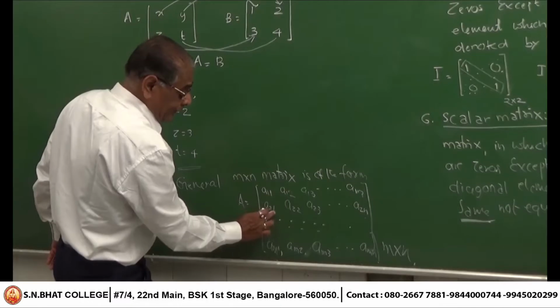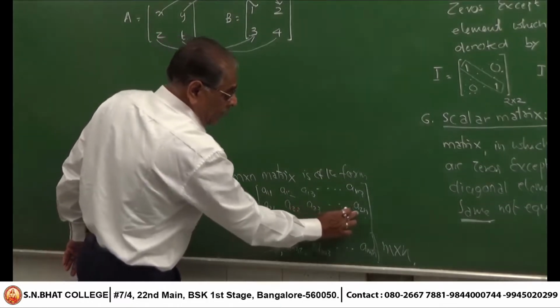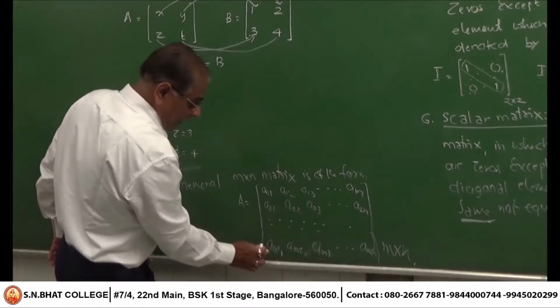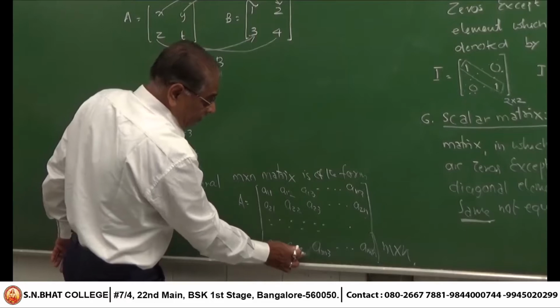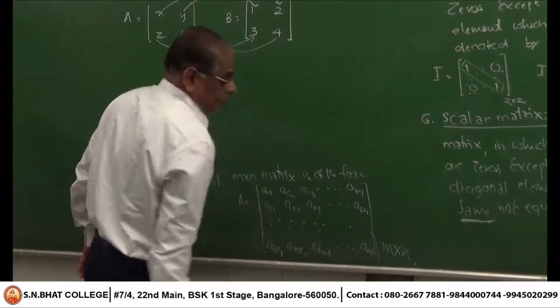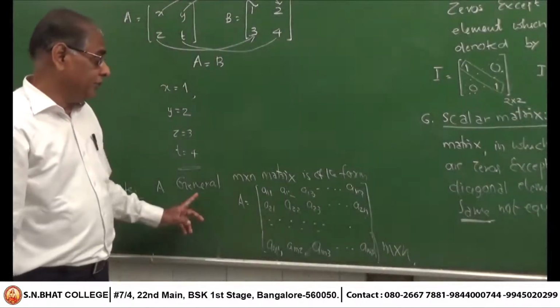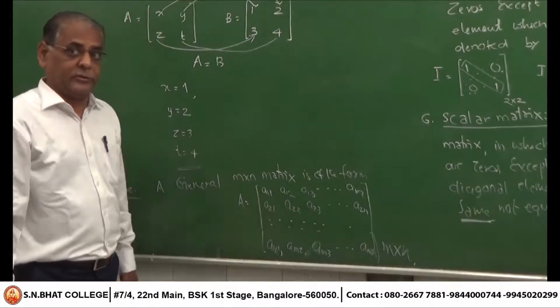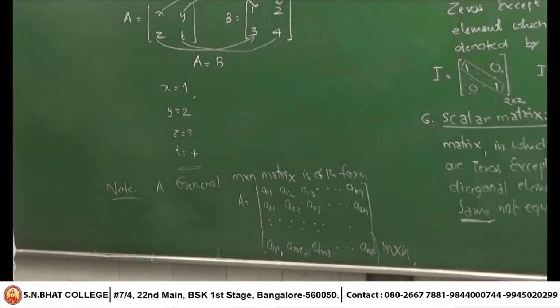Similarly, A21 means second row, first column. Second row, second column. Second row, third column. Second row, nth column. The last one is Mth row, first column; Mth row, second column; Mth row, third column; and AMN is Mth row, nth column. Therefore, it is a matrix of order M cross N. This is the general M cross N matrix.